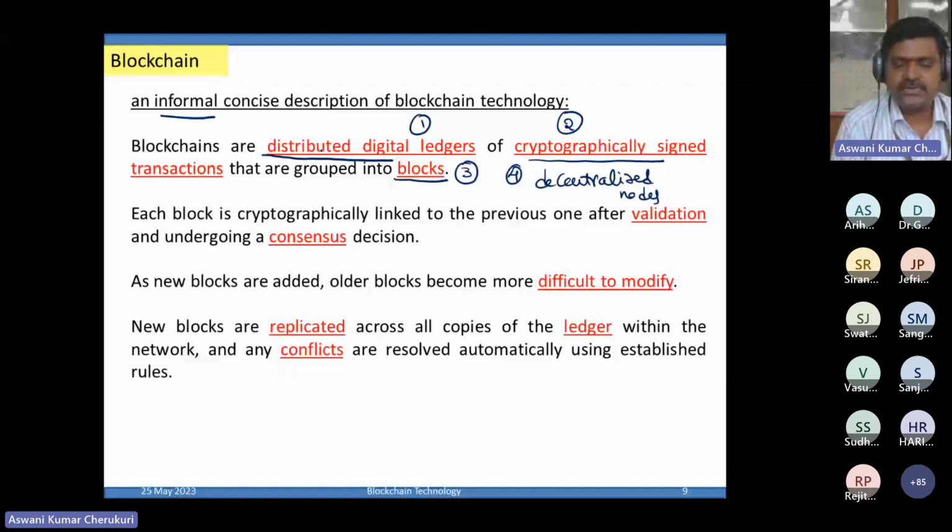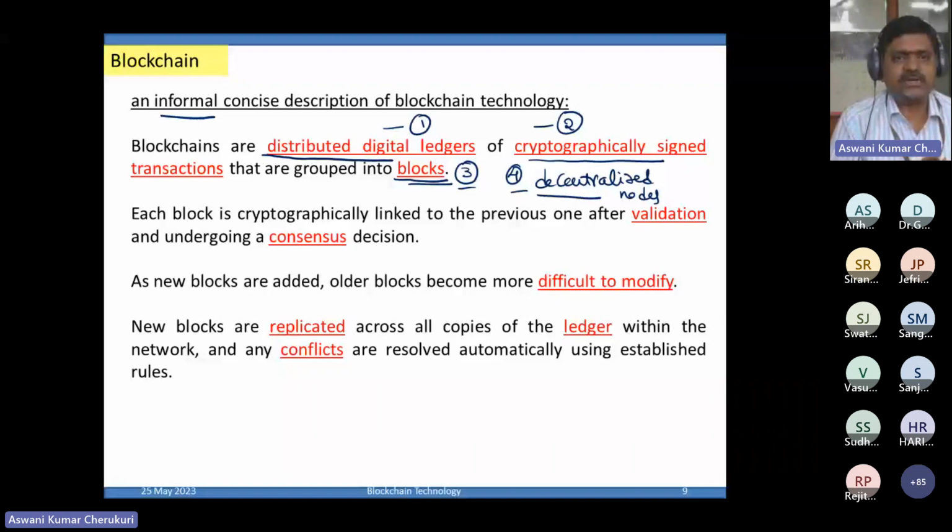So you need to remember these important things. Number one, distributed digital ledger. Number two, cryptographically signed transactions. Number three, a certain number of transactions, say 10, 15, 20, or 5 transactions, a set of transactions grouped into blocks, and these blocks are maintained and managed by decentralized nodes. So if you remember these four things, that is nothing but blockchain technology. Number one, distributed digital ledger technology.